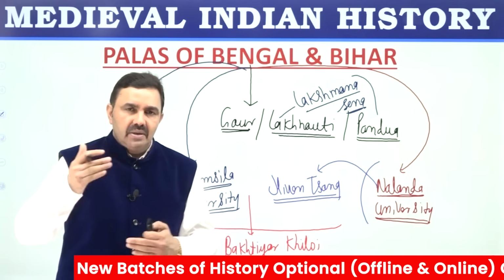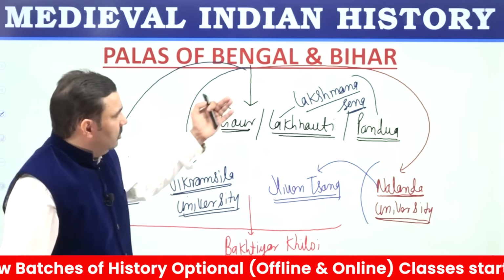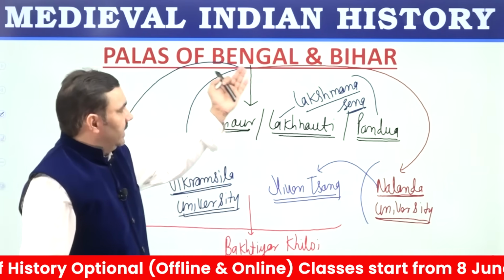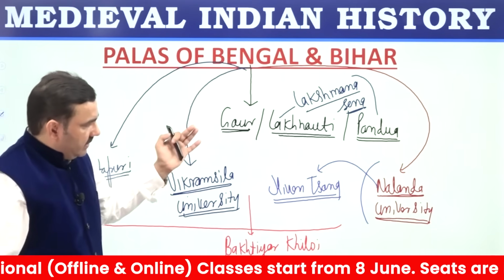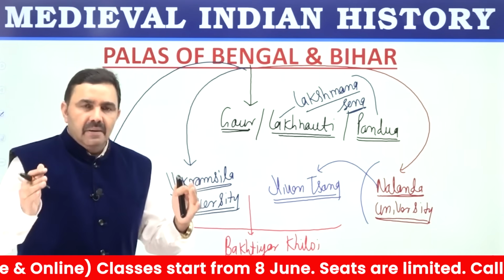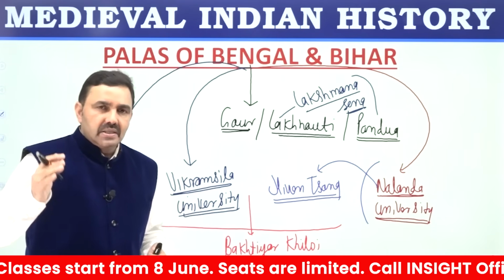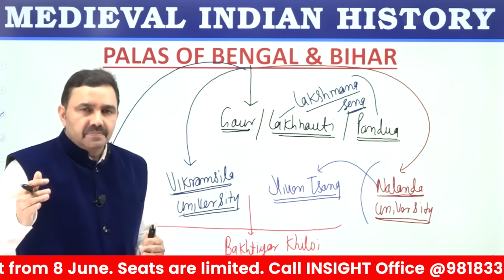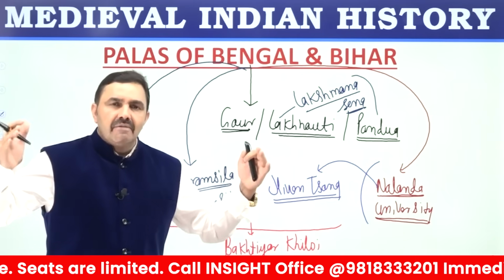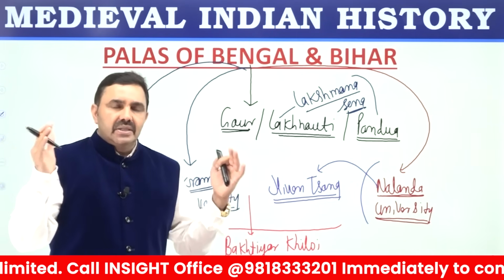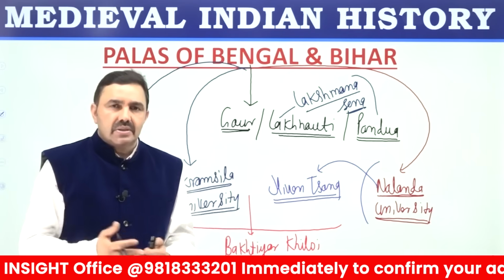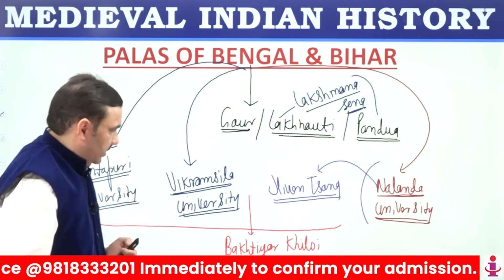So that is how Bakhtiyaruddin Khilji conquered Bengal, Bihar. From Bengal he captured Bihar and he became famous in history. A man who was considered unfit for military service conquered a vast kingdom of Bengal, Bihar with just 18 soldiers. A remarkable phenomenon.